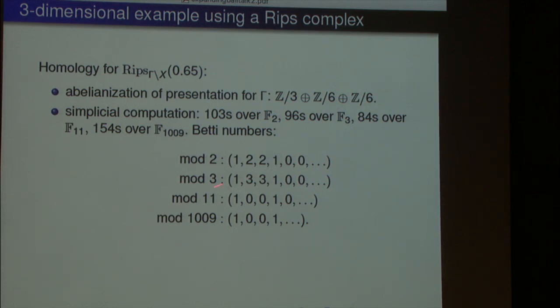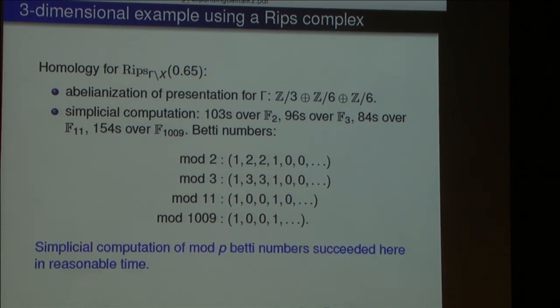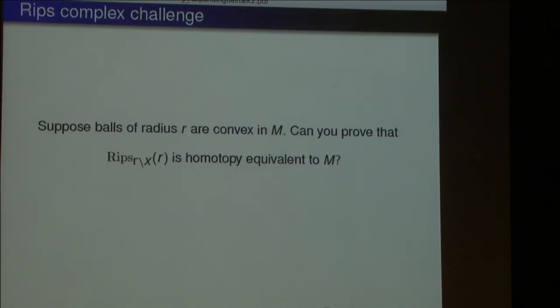And then for primes that have nothing to do with the 2s and the 3s that occur here, you get the right answer. You get 1 in dimension 0 and 3 and 0 in other dimensions. So empirically this is a success, and I pose as a challenge: is it true that you can prove that this Rips complex is actually homotopy equivalent to M? And since I have almost no time left, let me just end with the statement of one thing you can prove in this direction.